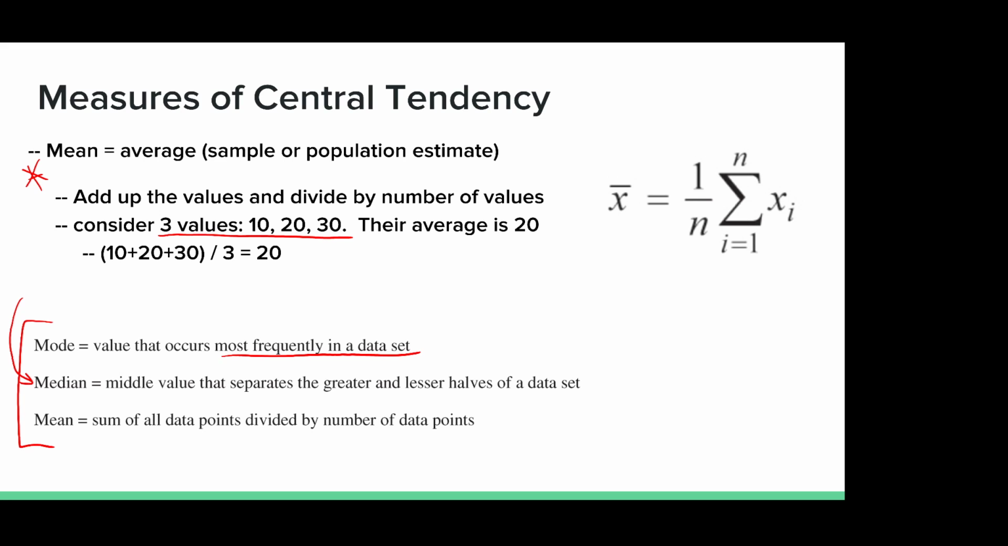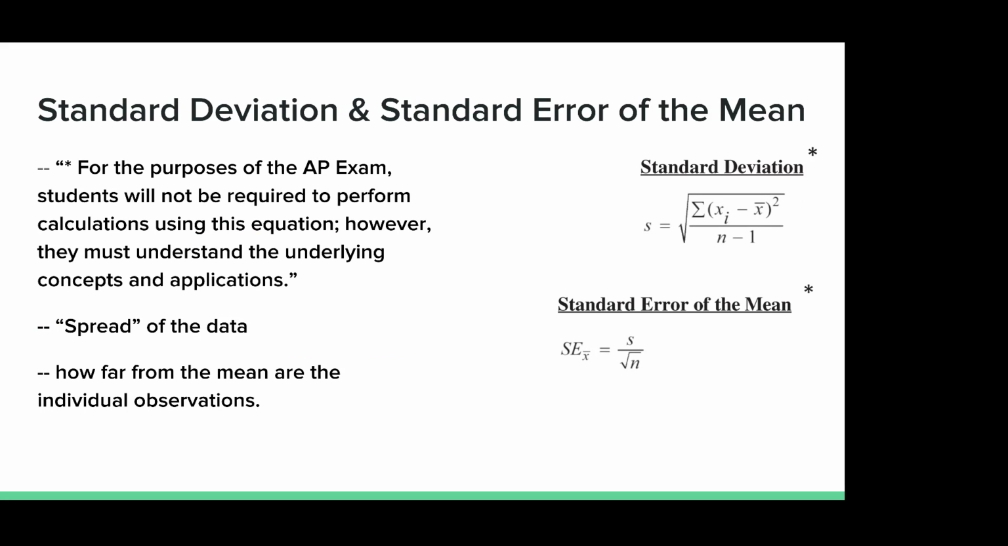Now we go to how the data is spread out. And that is the standard deviation for your sample, or the standard error of the mean for a population estimate. These two are very similar, thus they can get confused, but please do not confuse them. So that's what I'm going to spend a little time on today.